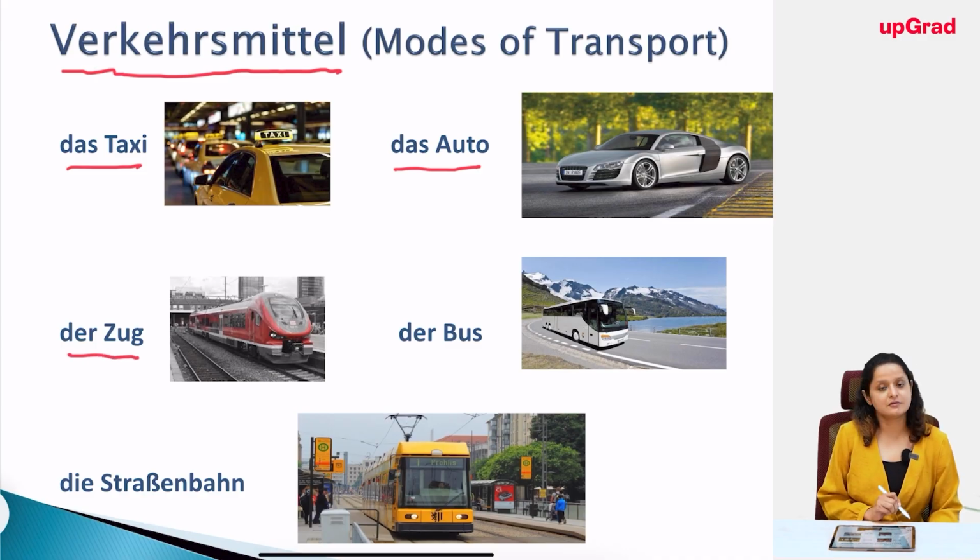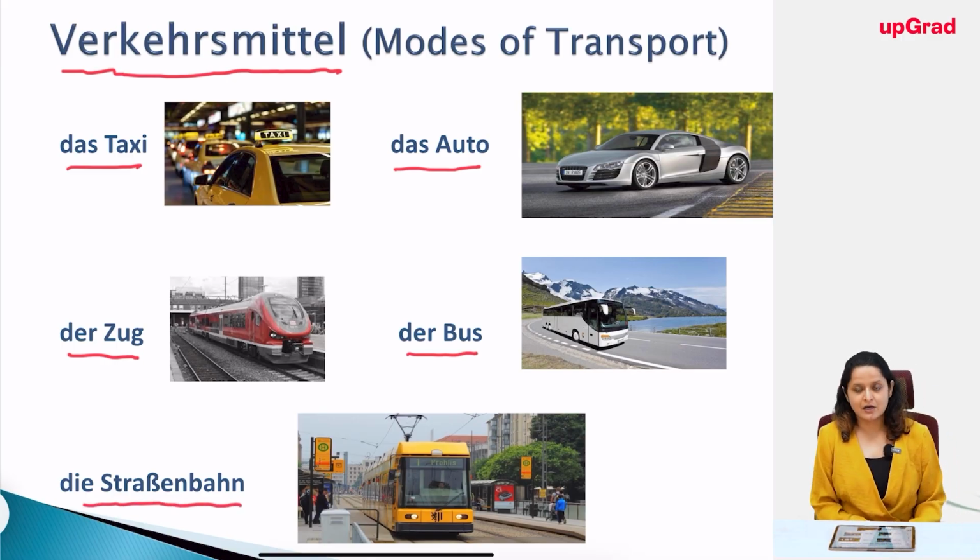Der Zug, which is a train. Der Bus, which is a bus. Und die Straßenbahn, which is a tram. I'll repeat these once more. Das Taxi, das Auto, der Zug, der Bus, die Straßenbahn.